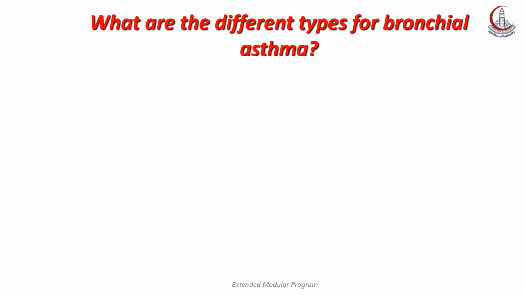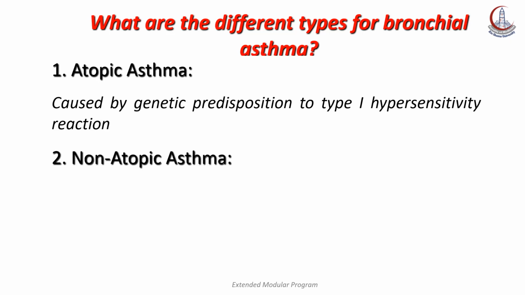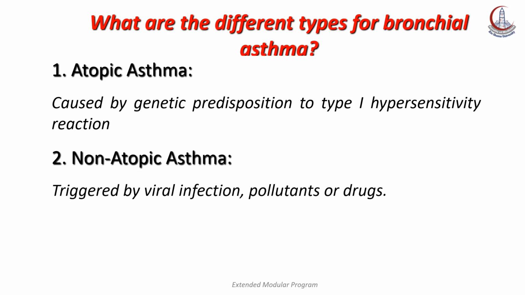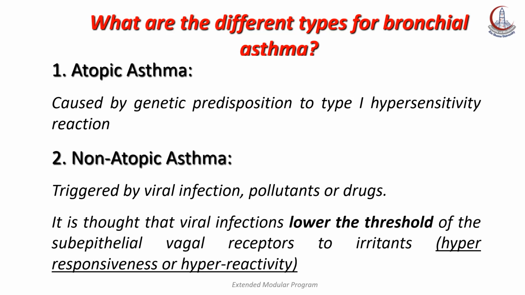What are the different types of bronchial asthma? We have two types, atopic asthma and non-atopic asthma. Atopic asthma is caused by genetic predisposition to type 1 hypersensitivity reaction. The non-atopic is triggered by viral infection, pollutants, or drugs. It is thought that viral infection lowers the threshold of subepithelial vagal receptors to various irritants, leading to hyperresponsiveness or hyperreactivity of the airway.